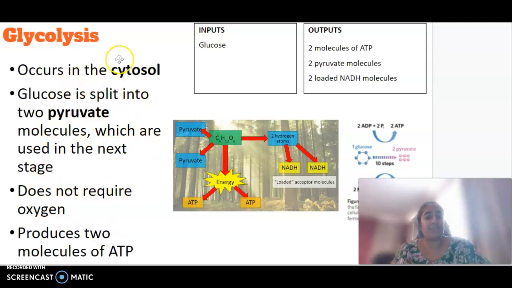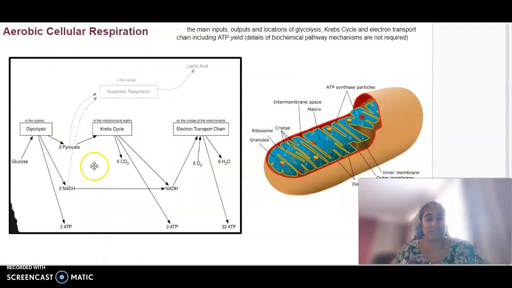And at the end of the first stage of cellular respiration, so at the end of glycolysis, we end up with 2 molecules of ATP. So you can see here, we've got our input of glucose, we've got an output of 2 ATP, we've also got an output of 2 NADH, and those 2 pyruvate. Now these 2 pyruvate are going to be an input for the Krebs cycle.